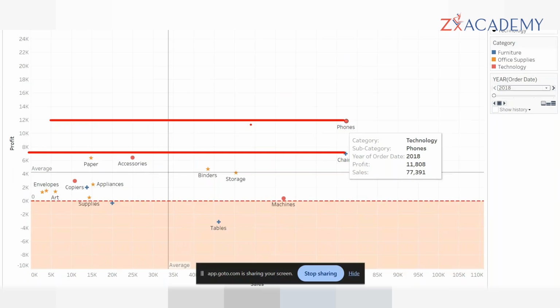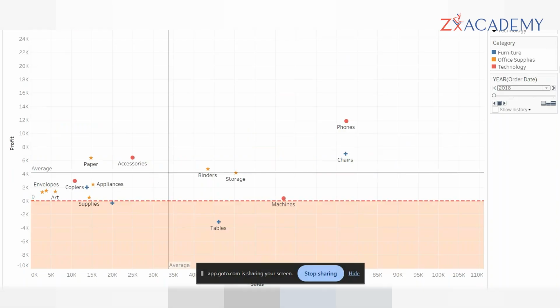and given me a kind of low profit, but compared to the other products, it has given me the second highest profit, with almost the second highest sales, with a very marginal difference. Sales-wise there is a small difference between the phones and the chairs. Profit-wise there is a big difference, but at the end of the day, they are both the top leaders in not only sales but also profit. That was in the year 2018.